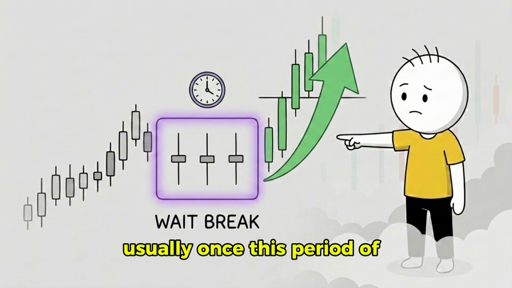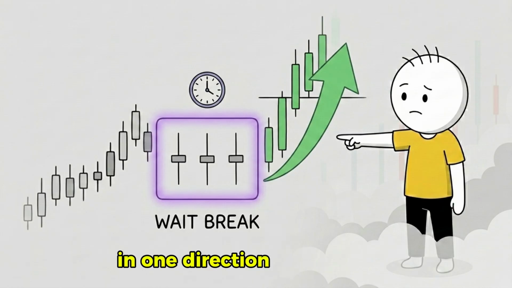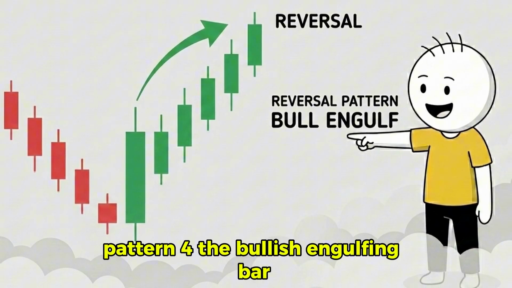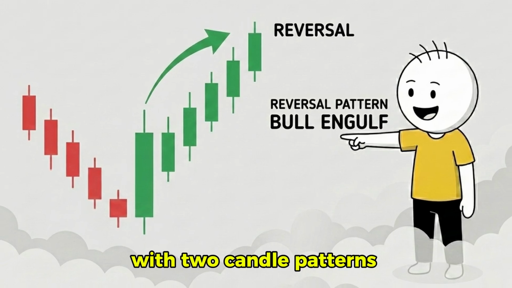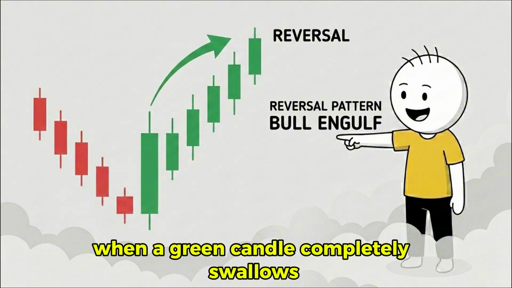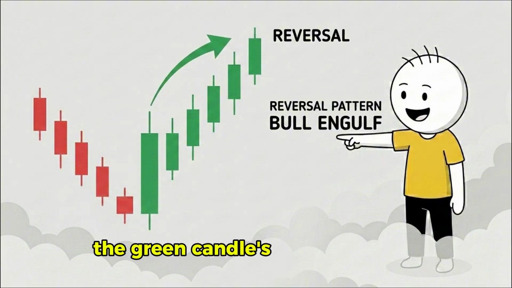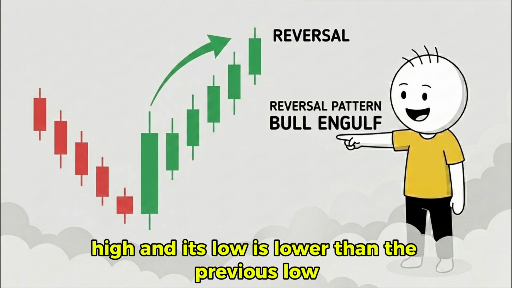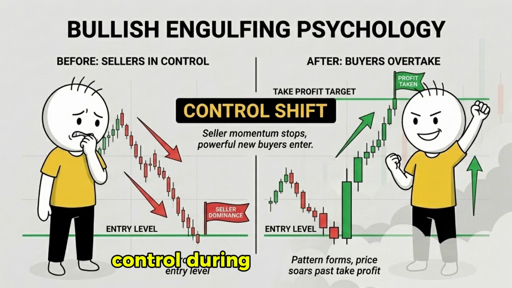Usually, once this period of indecision ends, the price will erupt in a violent breakout in one direction or the other. Pattern 4. The bullish engulfing bar. Now we move into intermediate territory with two candle patterns. The bullish engulfing bar occurs when a green candle completely swallows the red candle that came before it. Specifically, the green candle's high is higher than the previous high, and its low is lower than the previous low. The story behind this is that sellers were initially in control during the red candle.